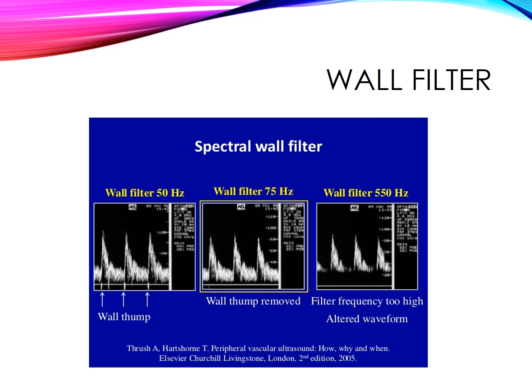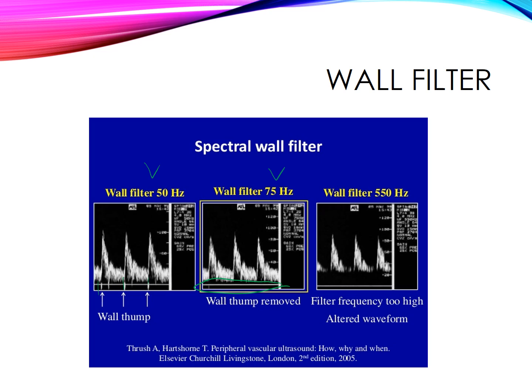So this picture kind of exemplifies that. In our first example, we have this little wall thump, some extra little noise that's happening through this area, and the wall filter is set at 50 hertz. So it's saying we don't want anything to be displayed that rides under 50 hertz Doppler shift. If we turn that up a little bit to 75 hertz, we get rid of that wall thump.